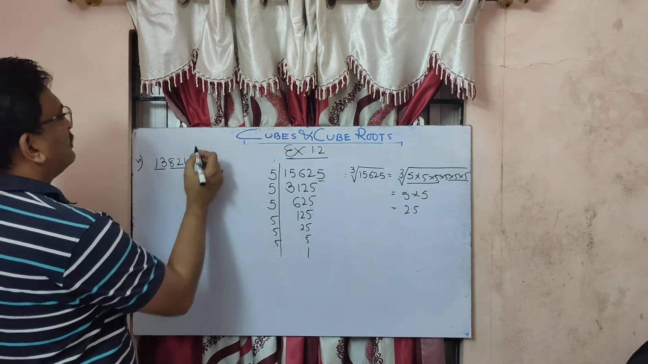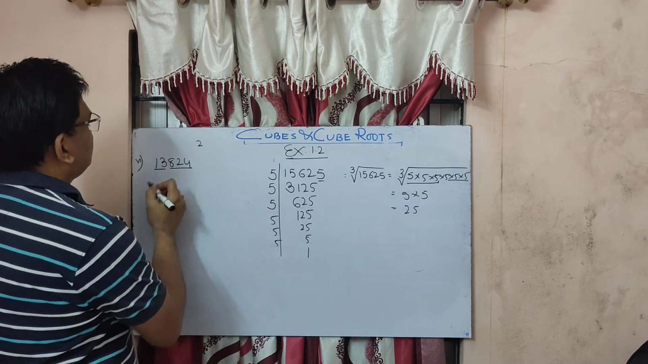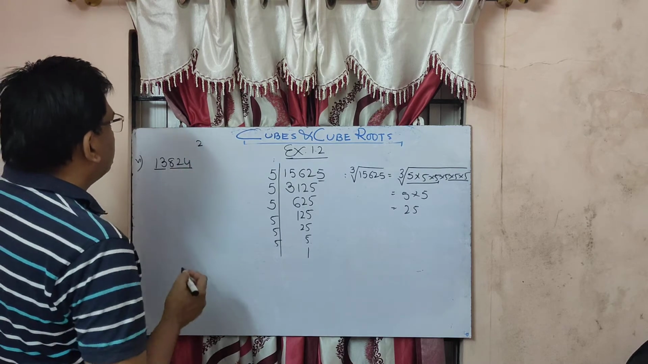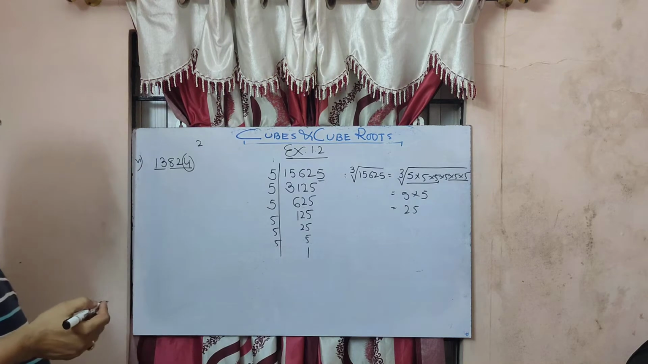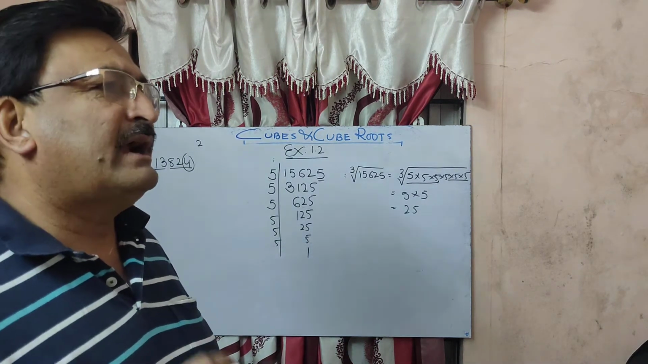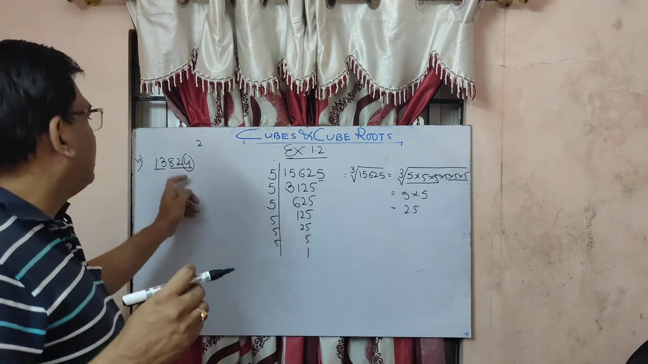Now 13 is near to 2. 2 cube is 8 and 3 cube is 27. This is near to 2 only. Now the last number is 4. What is that number, the cube of which will have its last digit as 4? What is that number?